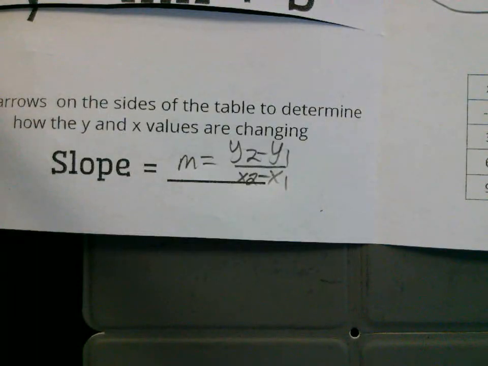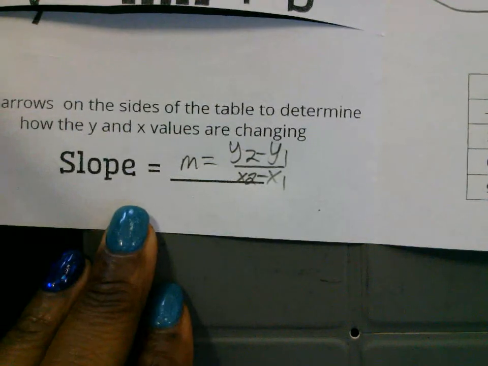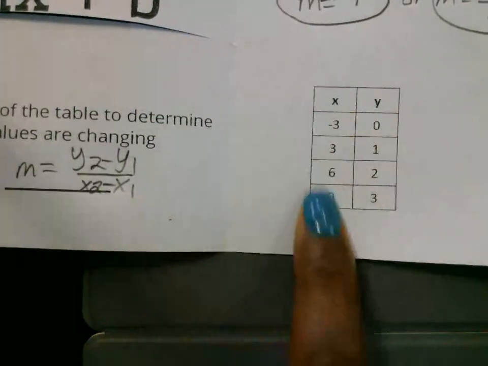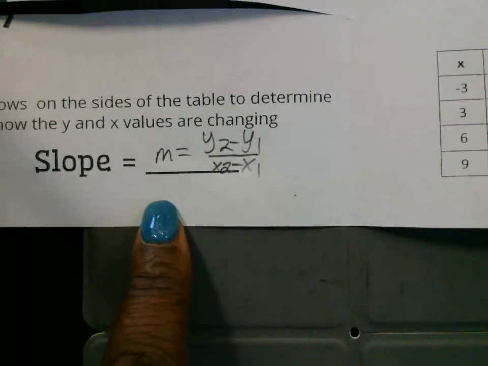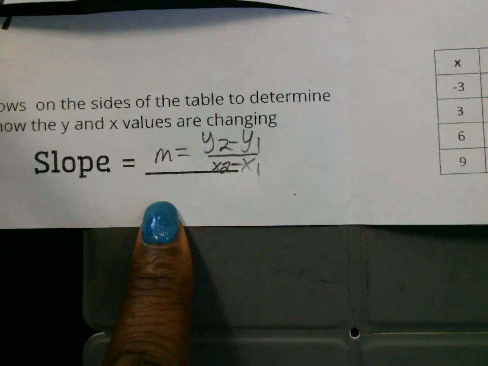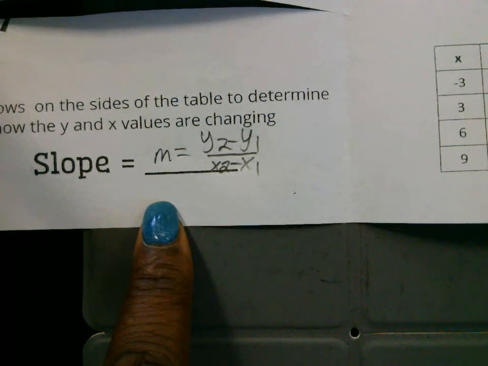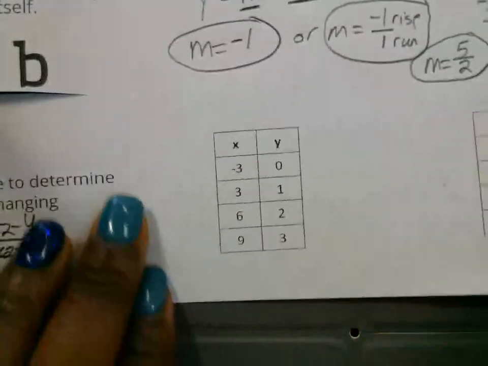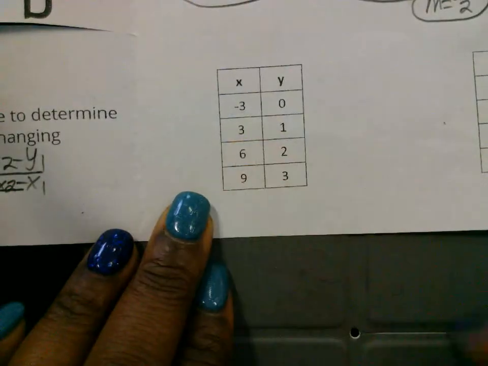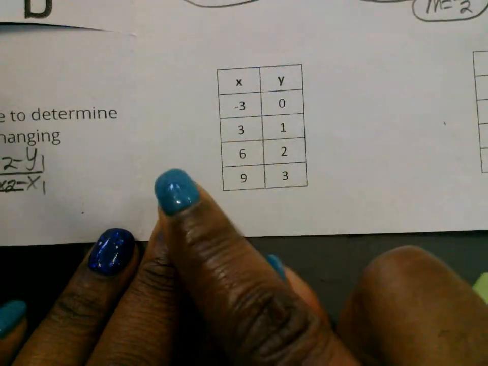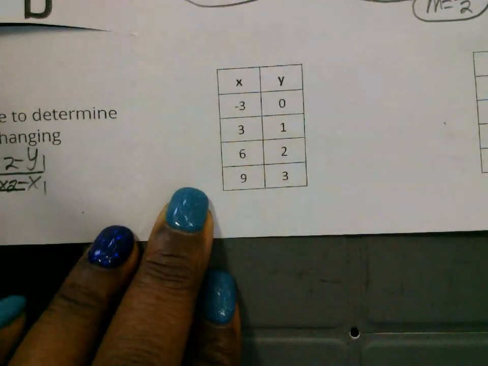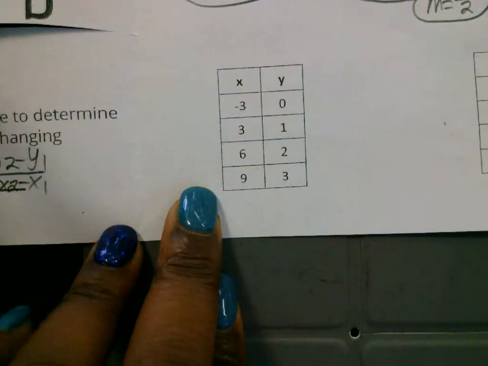This is the last one. This is the formula you're going to use to find the slope when given a whole bunch of points. The first thing that you do is you choose 2 points from the table. It doesn't matter what 2 points you use. Make sure that the 2 points you use are easy numbers that you can subtract from one another.